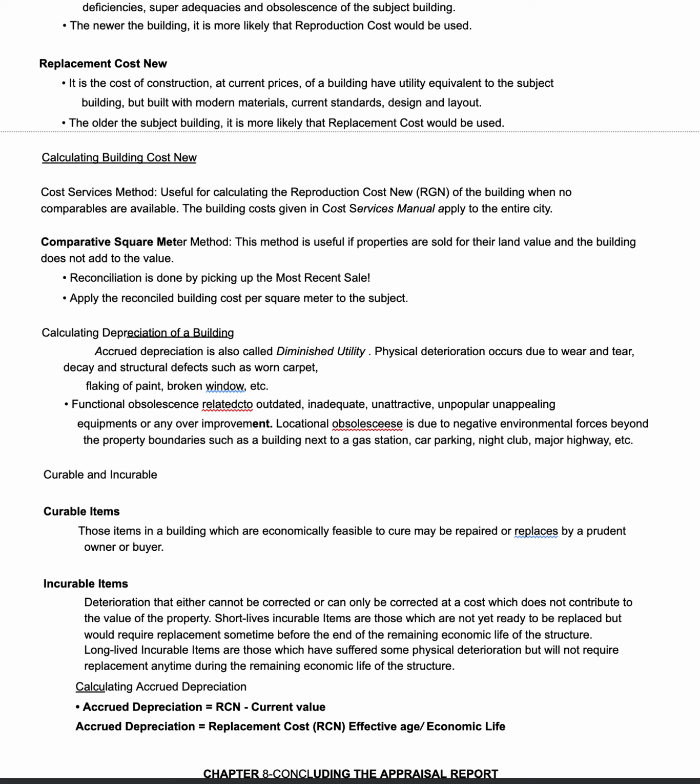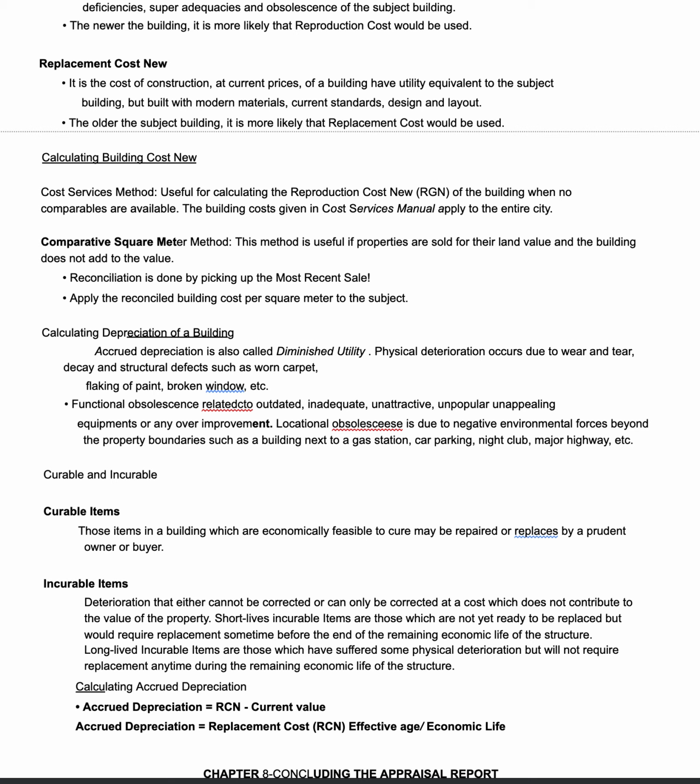Methods of estimating the accrued depreciation include the economic life method, comparable sales method, economic age-life method, and observed condition or breakdown method. So in the economic life method, we look at the life of the building and the effective age, and from that we get the fraction of effective age versus economic life, and that is the accrued depreciation.